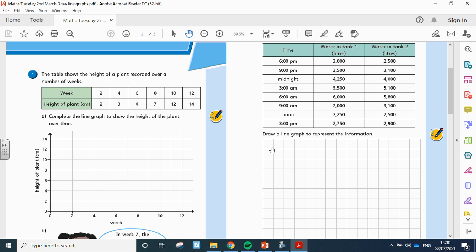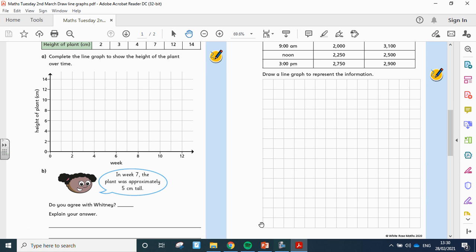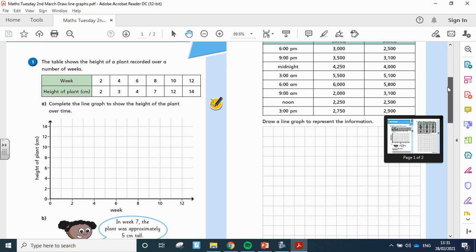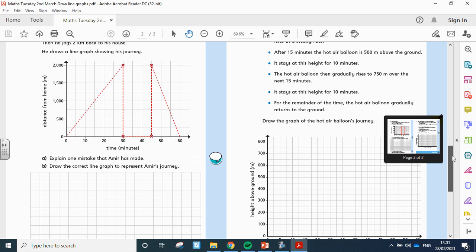You're going to have to think carefully about what scale you want to use. You'll have to start at 0. But do you maybe want to go up in 250s for each square? Yeah, I'd probably go up in 250s looking at that. So you'd have 0 here, 250, 500, 750, 1,000, 1,250, 1,500, 1,750, 2,000, etc. There's other things that you could do, but that might be an idea. And then you're going to need to plot 2 lines, one for tank 1, one for tank 2. Have a go, see what you come up with.